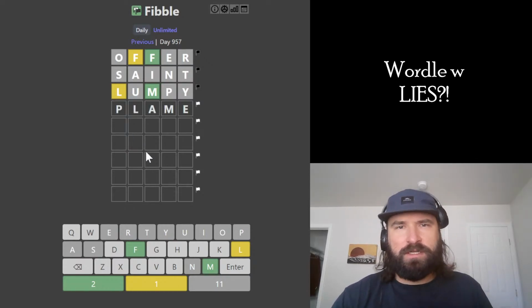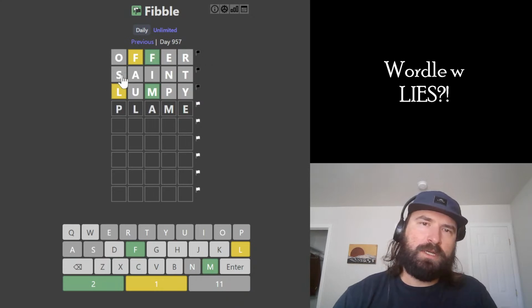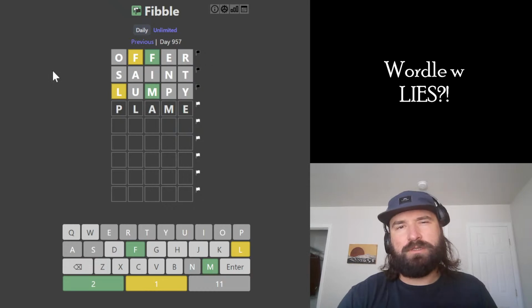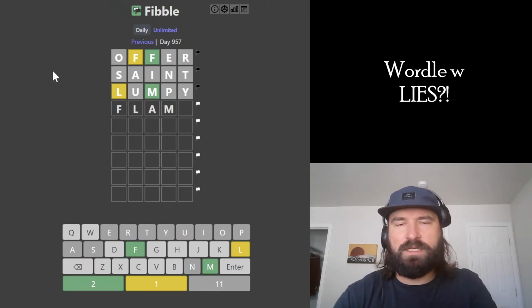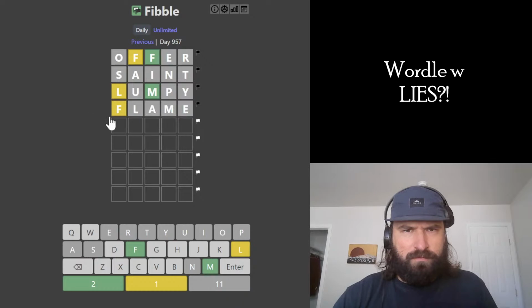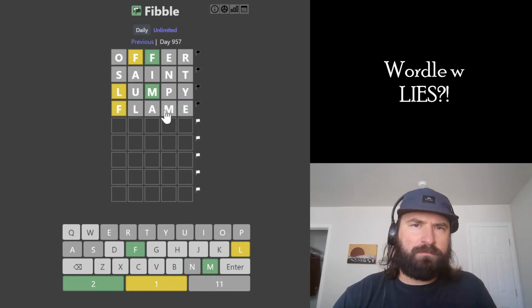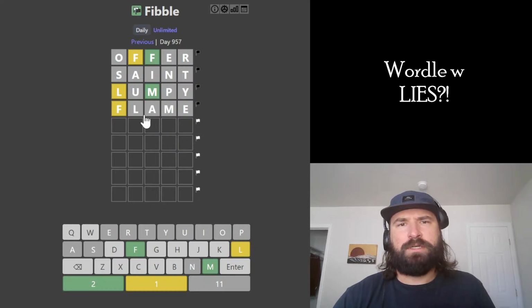That was kind of the first thing I was looking at. I want to use as many letters as I can from Offer and Lumpy. We got the M and the L, so I got the L and the M in there. And then I don't think there's going to be 2 Fs. There definitely could be. And then I'm using an A from Saint, which is a possibility. So that's not how you spell flame. That's Plame. Okay, so M and L both disappear, which is kind of helpful.